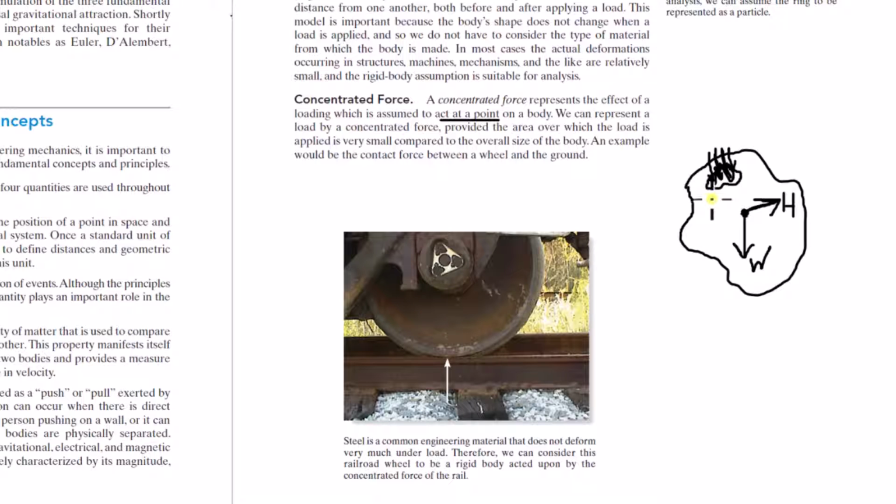So even if you're pushing a sewing needle into something, that seems like it's acting at a point, but no, it's just a very small area. It's still technically a distributed load. What the concentrated force assumption is saying is that if the area over which the load is applied is small compared to the overall size of the body, then you don't have to consider the load distribution. You can just say that force is acting at a point.